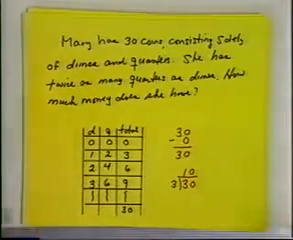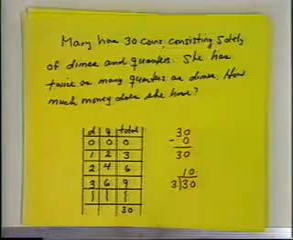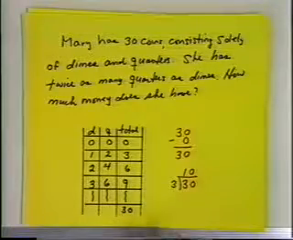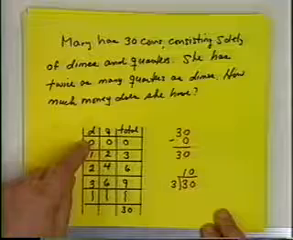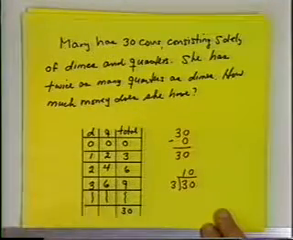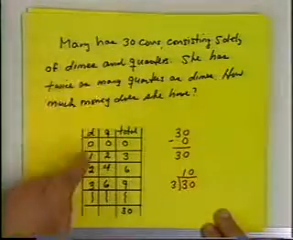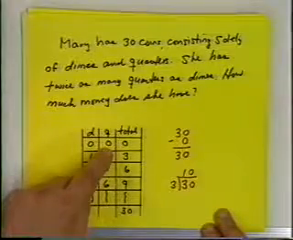Here's one. Mary has 30 coins, consisting solely of dimes and quarters. She has twice as many quarters as dimes. How much money does she have? Well, all you've got to do is say, okay, let's list the possible number of dimes. She could have none, she could have 1, she could have 2, she could have 3, etc. But she has to have 30 coins altogether. So whatever she doesn't have in dimes, she must make up for in quarters.